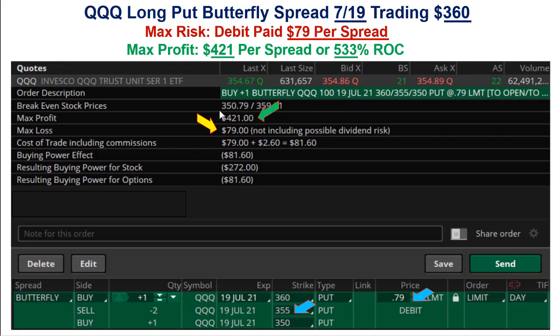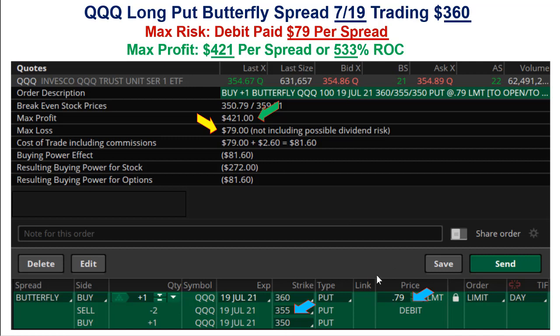The setup was a put butterfly for a 19 July expiration, which would have been this past Monday. It was traded at 360 when it was set up on the 15th. It was taken off on the 19th. The max risk was $79. We bought the 360 put, sold the 355 put, sold another 355 put, and bought the 350 put. So it's a 1x2x1 put butterfly, a $5 wide spread. The total cost was a 79 cent debit, which is $79 per one spread.